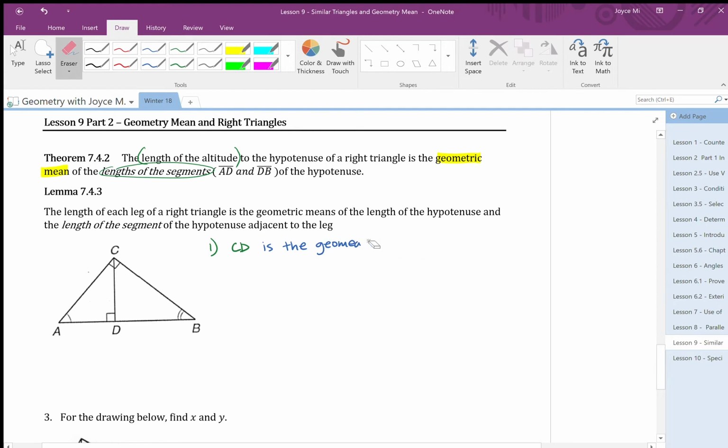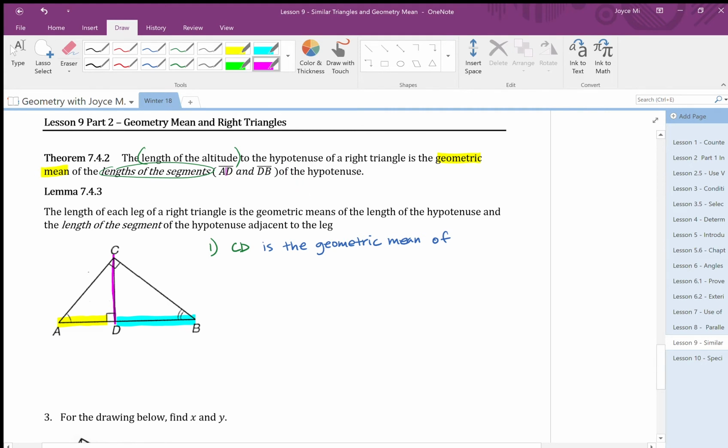of, let me write it better. Geometric mean of the length of the segment. Again, the length of segment is AD. In this case, length of segments could be AD, it can also be DB. So we're talking about the hypotenuse and the altitude. Let me use a different color. So this altitude CD is the geometric mean of the segments of the hypotenuse.